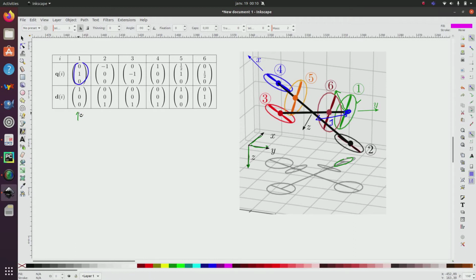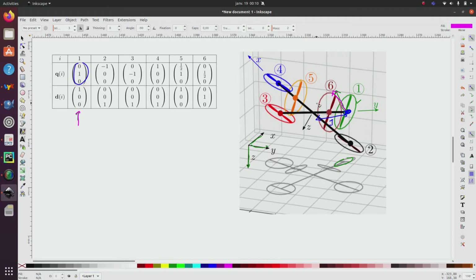Now, what about this one? The direction is directed toward x. So x is here, and I can see that the orientation is in the direction of x. I have 1, 0, 0. So all these vectors have a norm equal to 1.